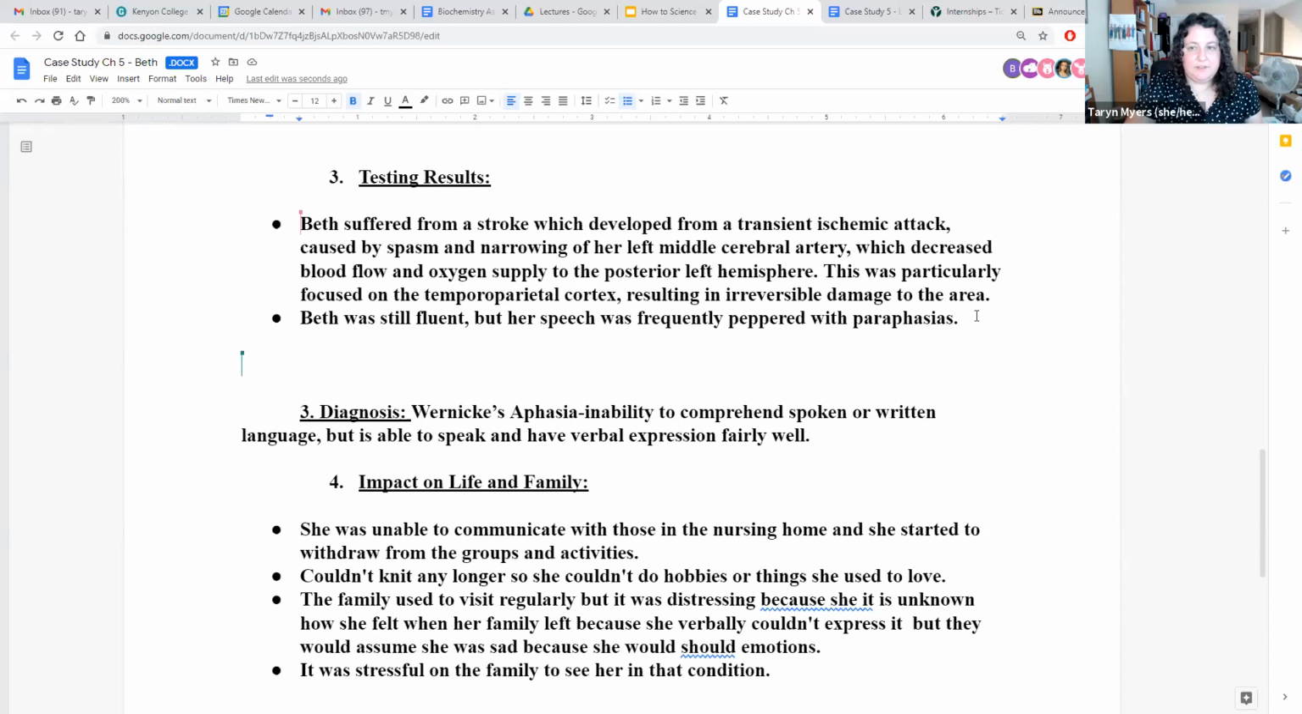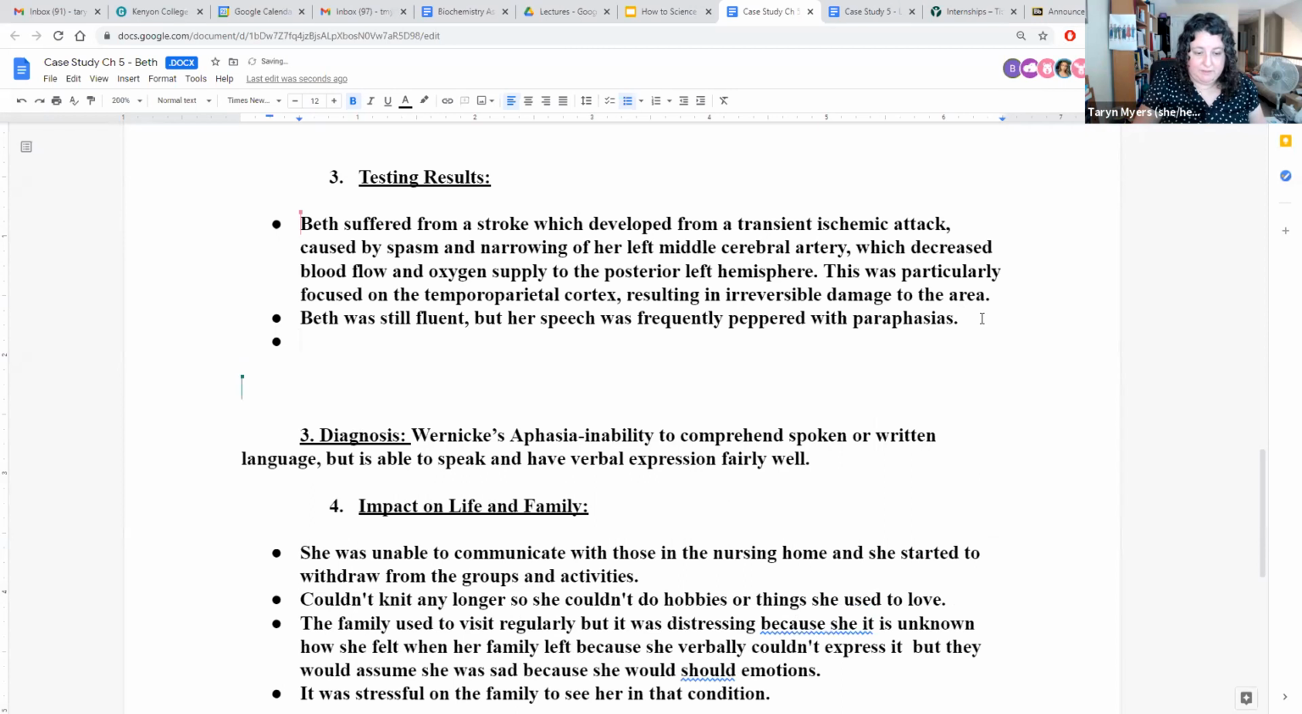Exactly, yeah. Yep, and then with testing results, they couldn't do them because of her lack of comprehension.